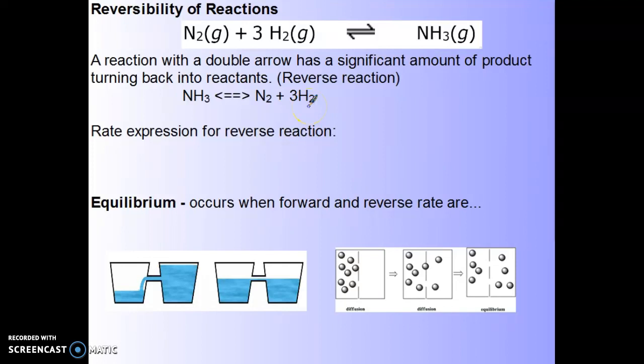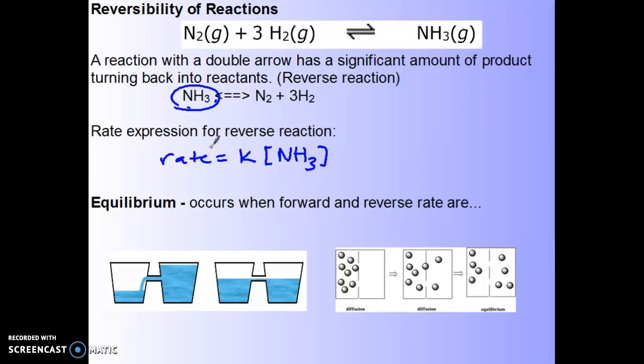And whichever direction has a more significant rate of reaction is going to react a lot faster than the other direction. So if we wanted to do this, we could write the rate expression for this reverse reaction. So the only reactant I have on the reverse reaction is whatever was our product before. So the rate for this one would be rate equals K times the concentration of NH3, and it doesn't have an exponent because it doesn't have a coefficient. So this would be the rate expression for the reverse reaction.